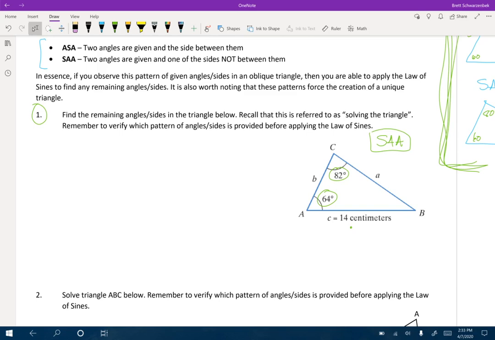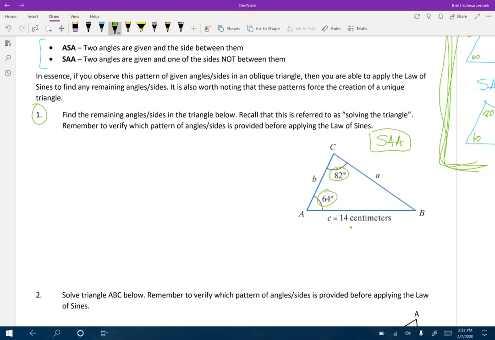So how do you do that? If you look at the problem, you can clearly see that there is only one pair of angle and opposite side that is provided. So immediately, if you look at the picture, you go, okay, look at A. They give you big angle A, which is 64, but little a, which is right here, is not given.